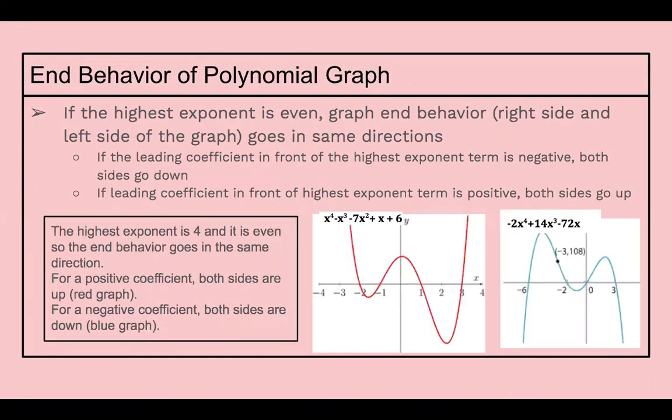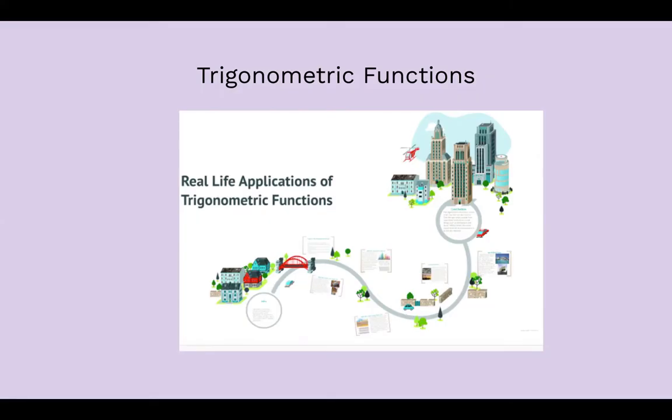If the highest exponent is even, both ends go in the same direction. If the leading coefficient is positive, both go up, as seen in the red graph on the left. If the leading coefficient is negative, both go down, as seen on the blue graph on the right. Now my classmate Selena will discuss trigonometric functions.